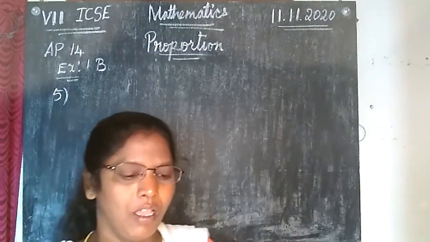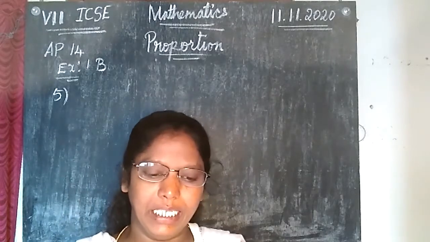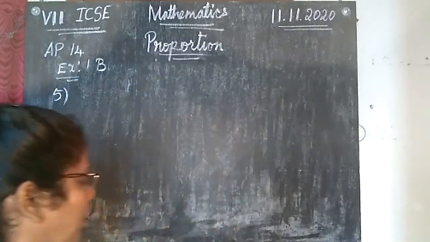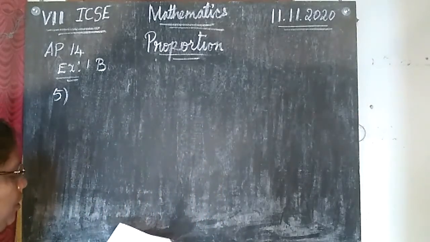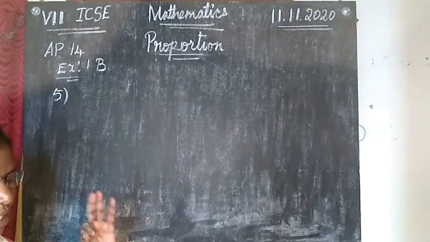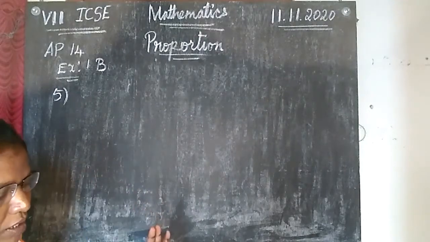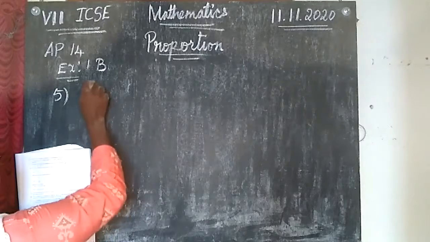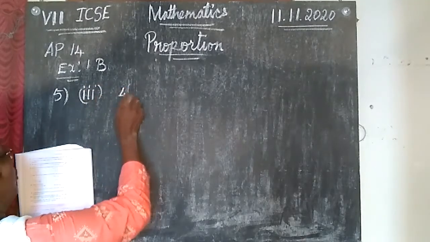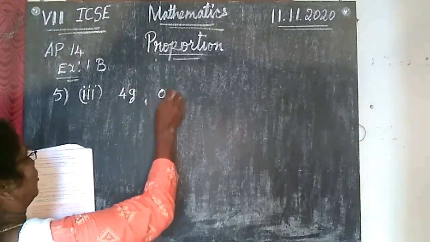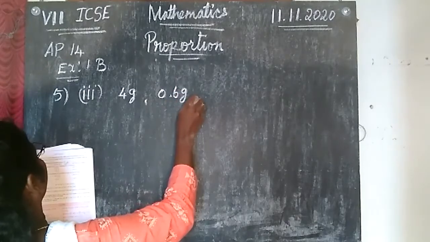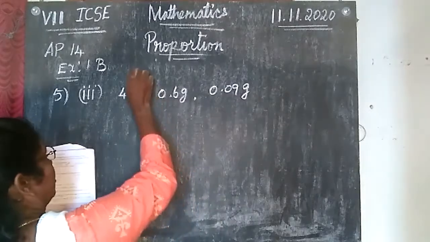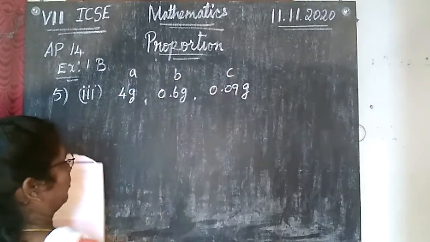Now fifth one. Are the following quantities in continued proportion? They are asking here. How many quantities are given? 3 quantities are given in each, 3 subdivisions we have. Let me do the third one for you. That is 4 gram, 0.6 gram, 0.09 gram. Okay, it is A, B, C.